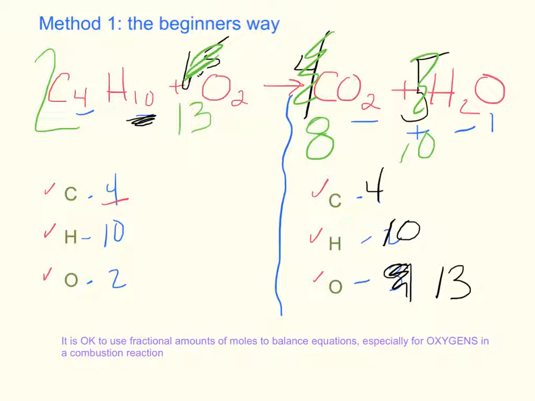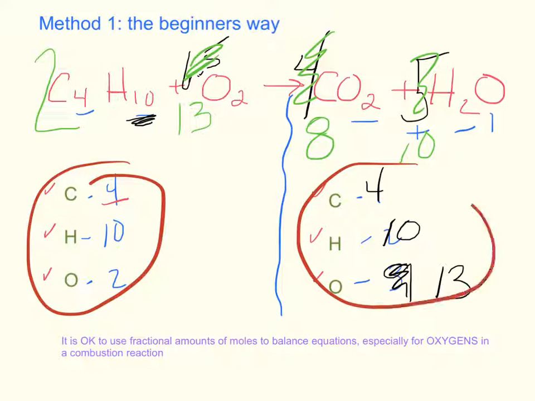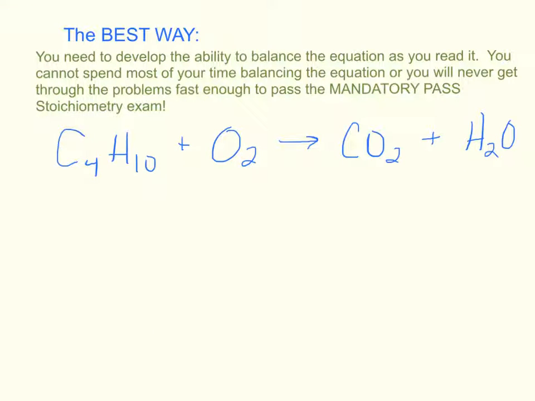Now, this way here, as we're showing you, really takes a long time to write all this stuff out and to go through and balance it. And when you're doing the mandatory pass exam, that's very, very hard to do. The way to do it is just right down the line. You'll start off right here and say, okay, carbon, 4. I only have 1 on this side, I got to put a 4. Carbons are balanced. Now move to my hydrogens.